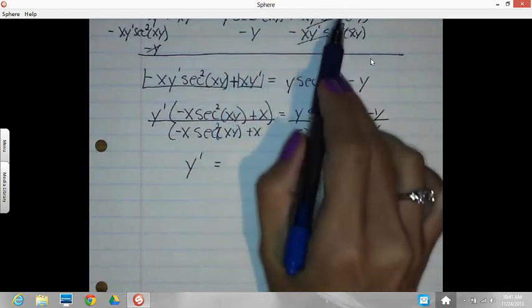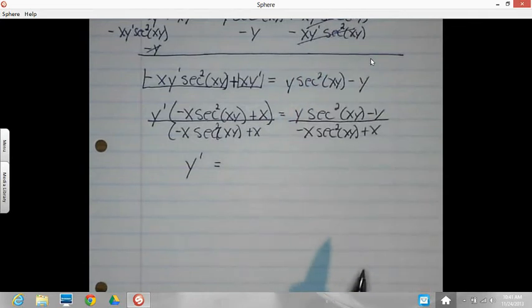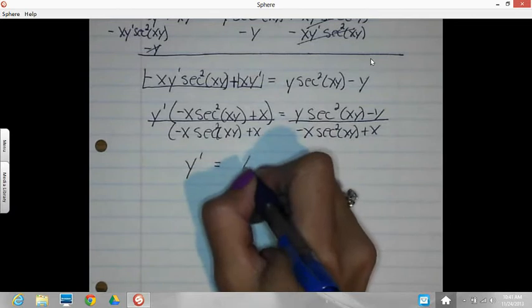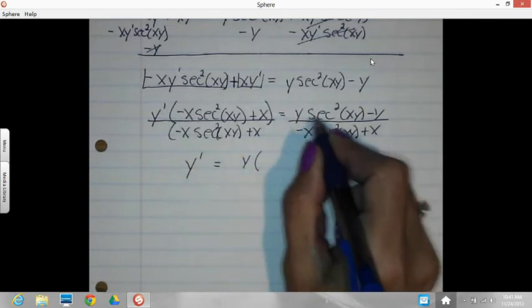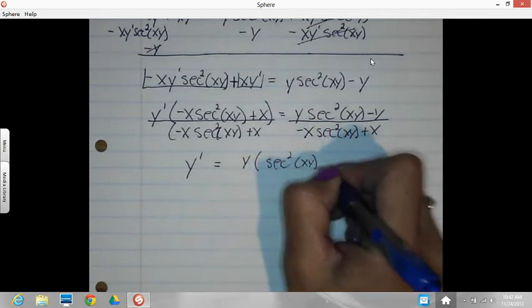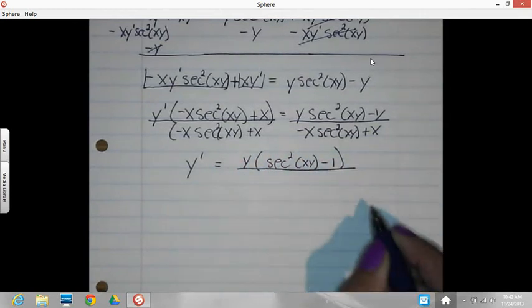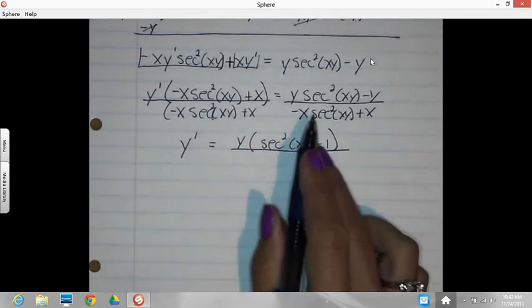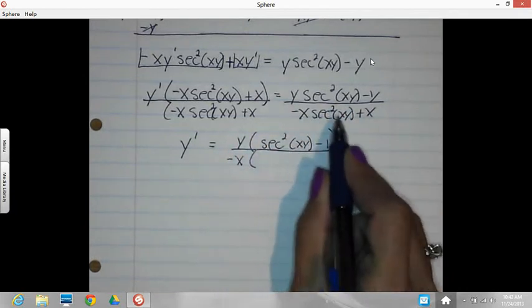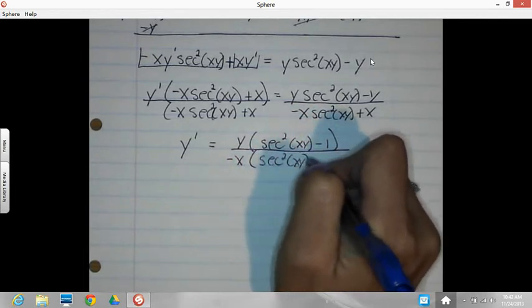Second time, I only wrote secant instead of secant squared xy times the x and the y prime. Okay, now we're ready to go. So in the top, I'm going to take out the y, and I'll have a secant squared minus 1. In the bottom, I'm going to take out a negative x. If I do that, I'll have a positive secant squared xy. Then I'll have a minus 1.